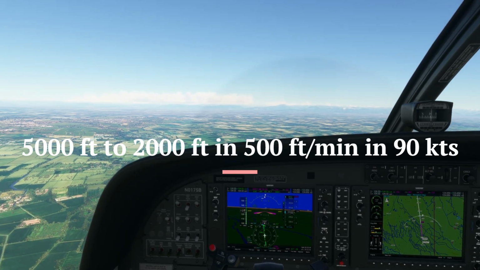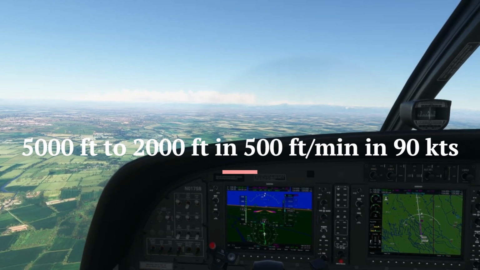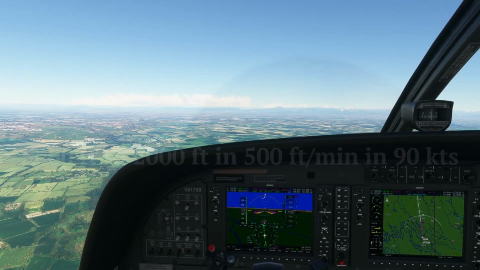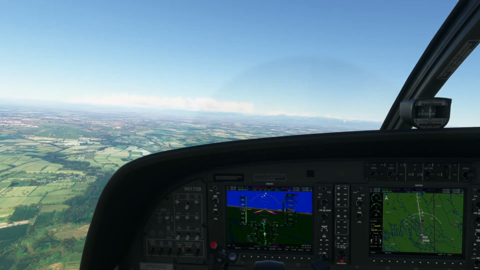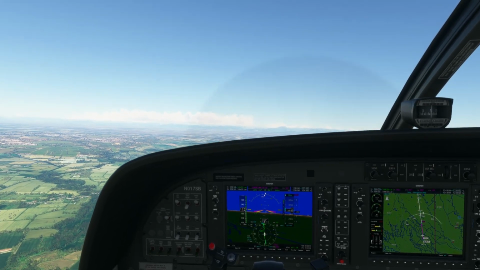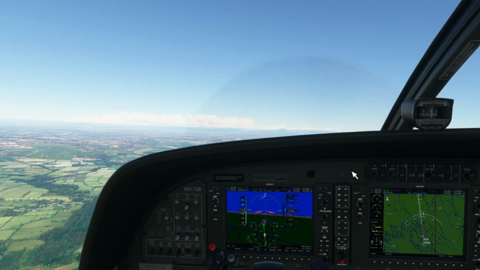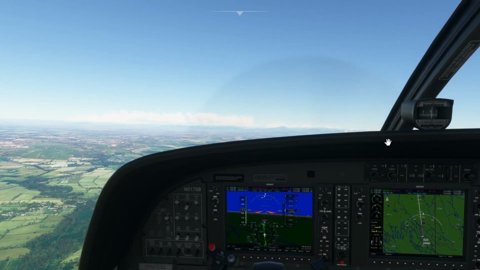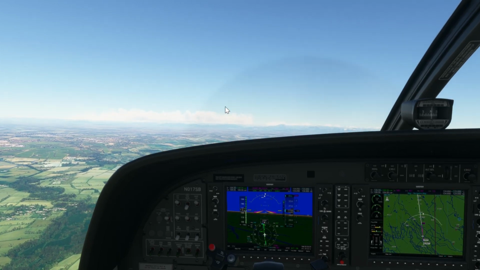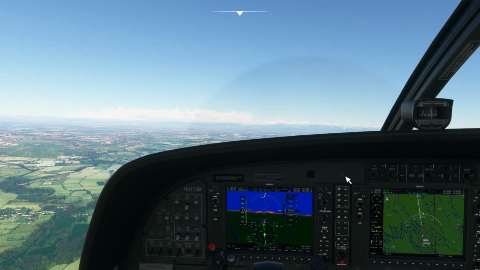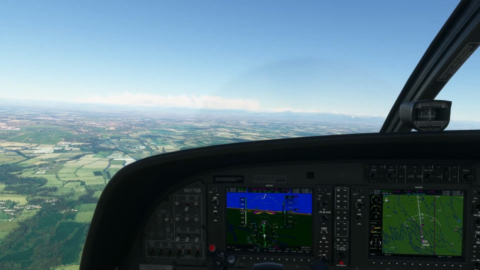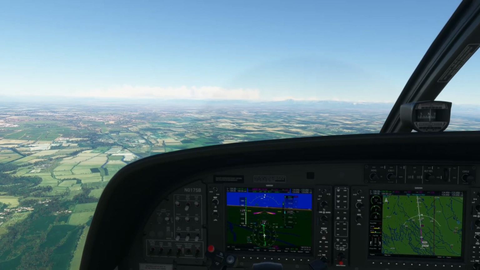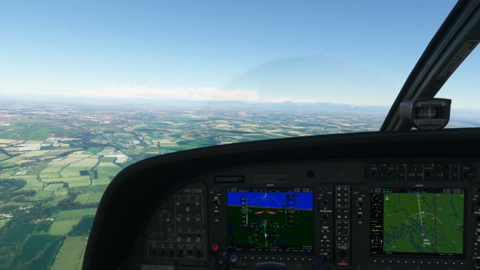Well, first you need to know how much altitude you're going to descend, which in total is 3,000 feet, 5,000 minus 2,000 feet. And you also need to calculate how much time you need to descend. Because if you have 500 feet per minute, then you can divide 3,000 feet by 500 feet per minute. It'll take 6 minutes.